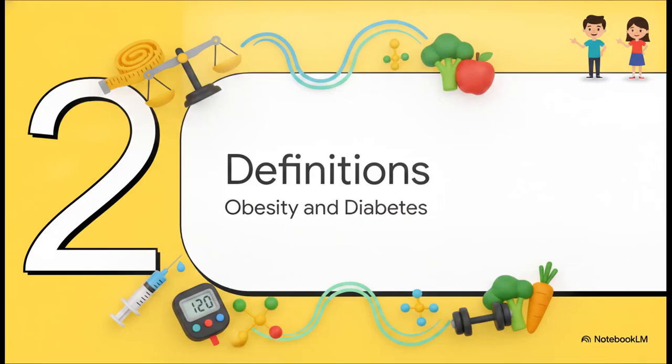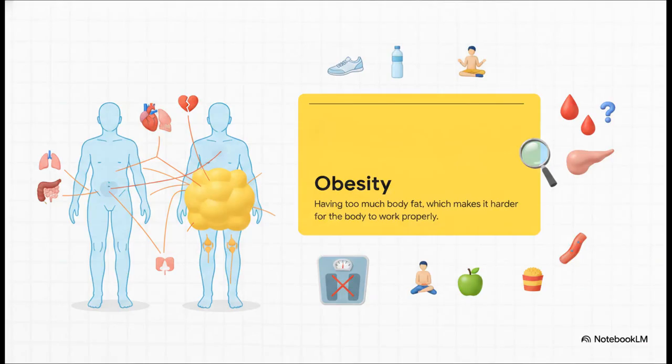Moving right along to Section 2, Definitions, Obesity and Diabetes. First up, what actually is obesity? Interestingly enough, it's not just about the number someone sees on a scale. Scientifically speaking, it means having an excess amount of body fat. And when a body carries that extra fat, it makes it so much harder for everything inside to work properly. That significantly bumps up the risk of developing a whole host of other diseases.